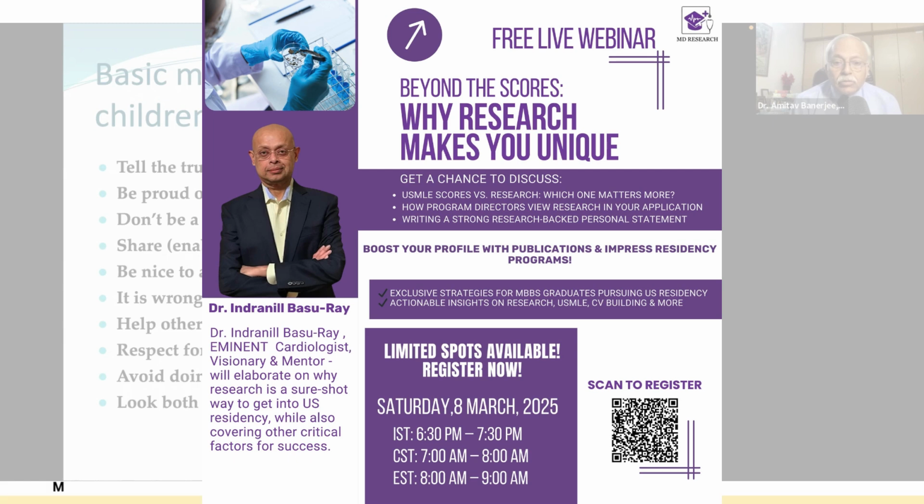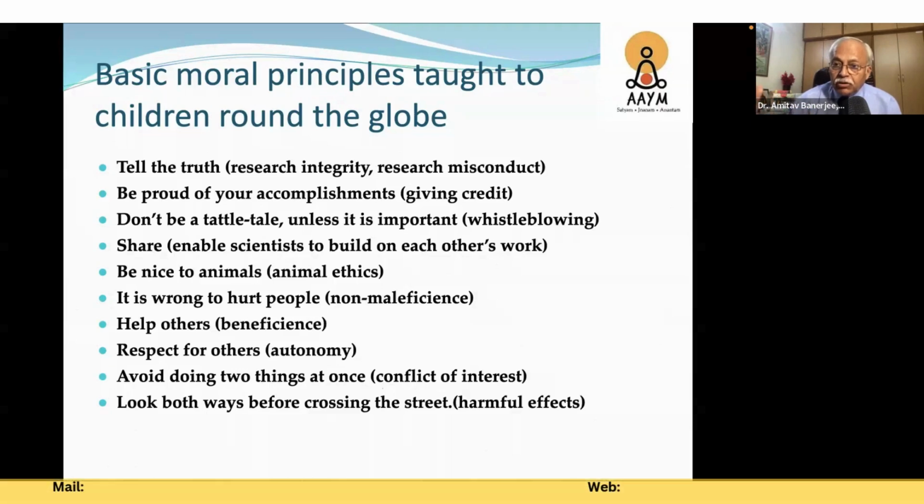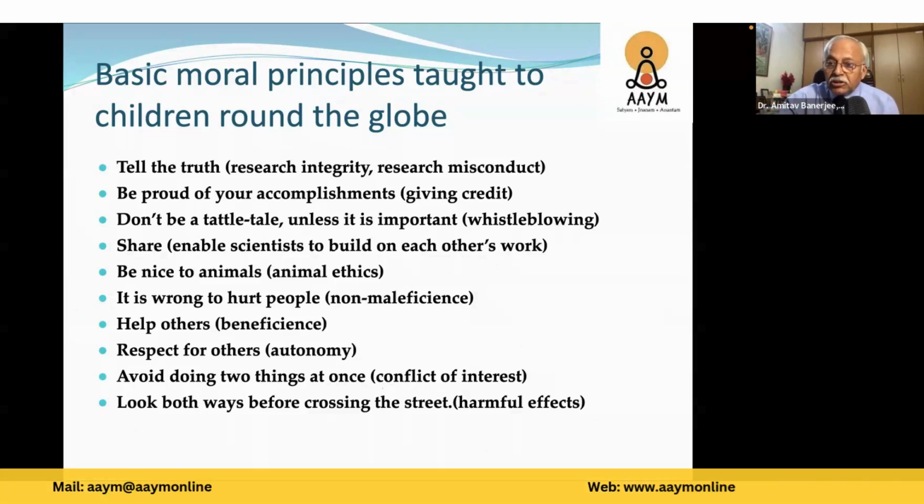Share, to enable scientists to build on each other's work. That is also ethical. That is proper citation. You cannot steal another person's research. That is plagiarism. If you have to use another person's work, you share it and give the citation or credit to others, acknowledging other people's work.